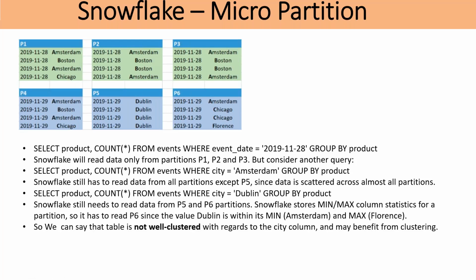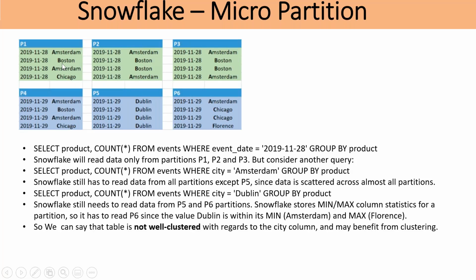Three partitions it has to scan, right? P1, P2, P3. And whenever I say select the same thing from events where city is equal to Amsterdam, how many partitions does it have to scan? Five, P1, P2, P4, P5, and P6 also. And when I say where city is equal to Dublin, how many partitions does it have to scan? Only one.